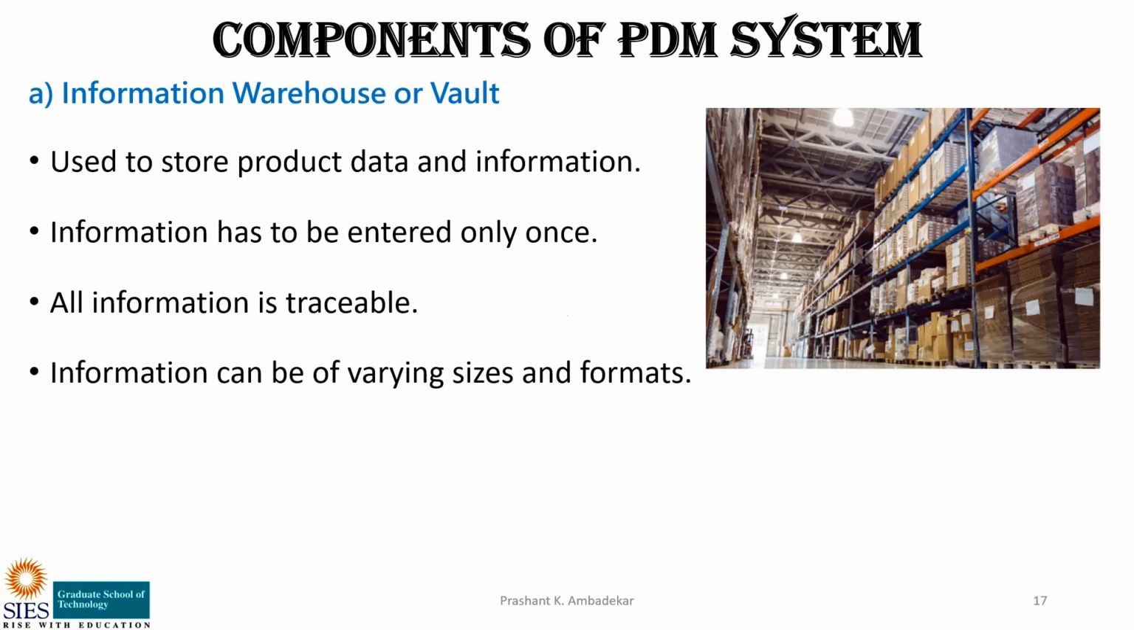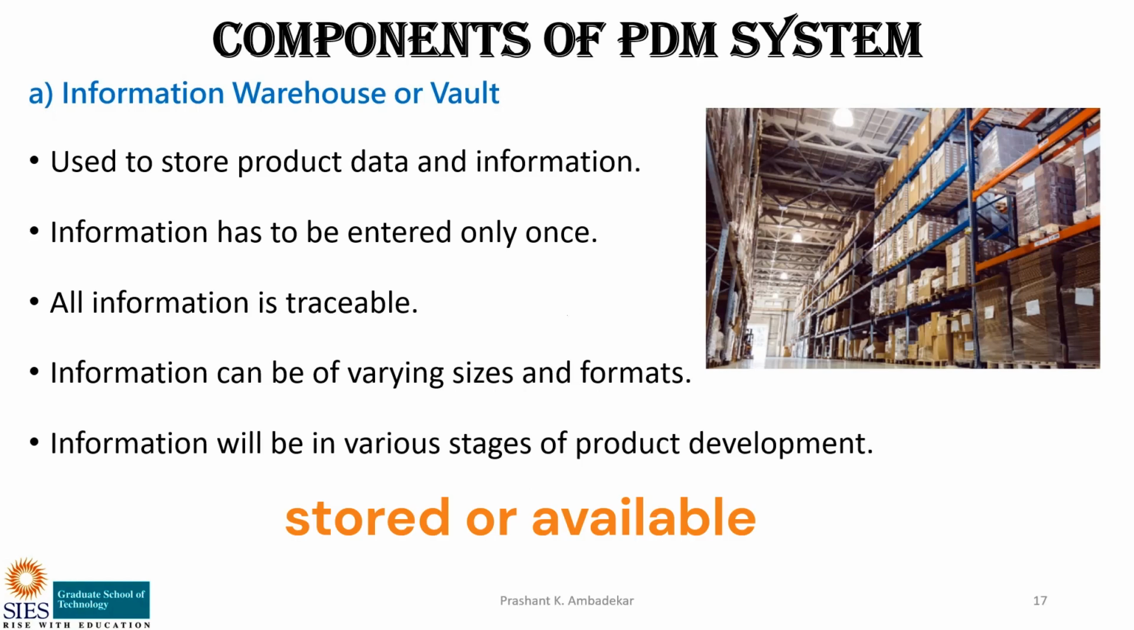It may have been created internally inside the company, or it can be external information, maybe of the supplier, maybe of the marketing department, maybe of logistics. Information will be in various stages of the product development. It can be the R&D information, it can be the manufacturing information, it can be the design information, it can be the sales information, and so on.